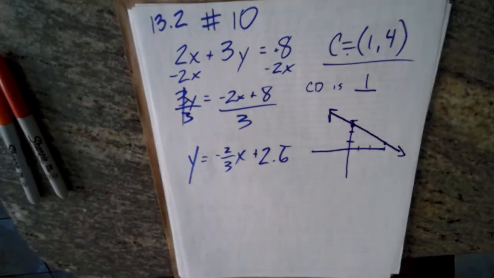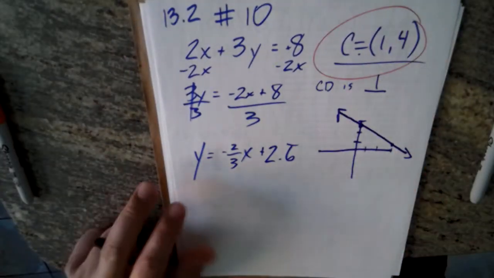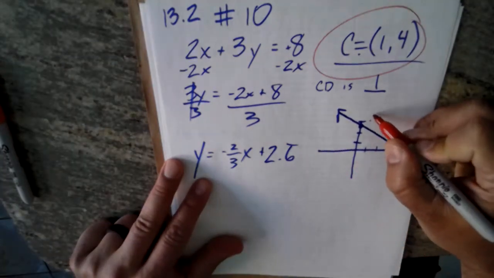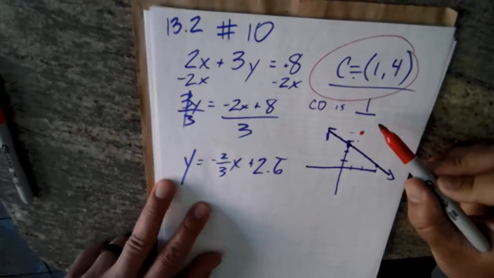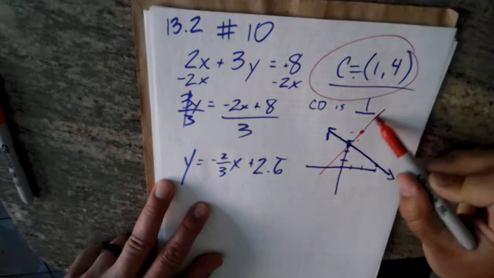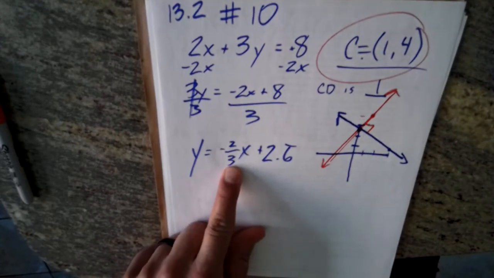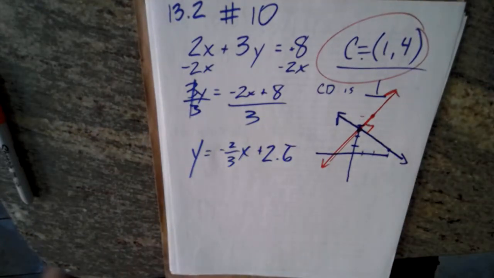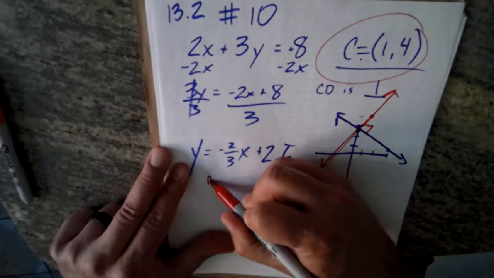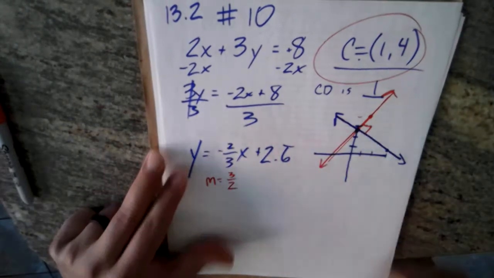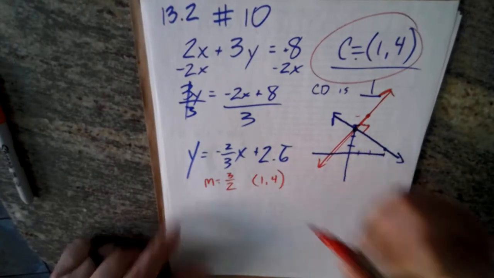All right, we want the line that contains this point and is perpendicular to the blue line, 1, 4. So let's see, here's this point right here. So our line is going to look something like that. Now, if the slope of this thing is negative 2/3, then what's the slope of the red line? Well, perpendicular lines have opposite reciprocal slopes. So this slope is positive 3/2. We also know that it contains the point 1, 4.